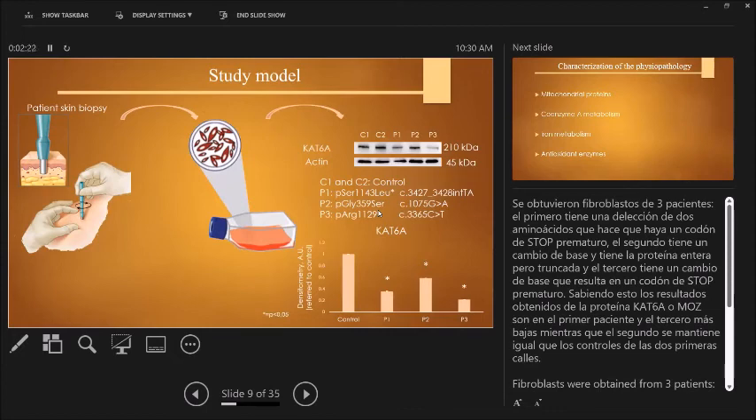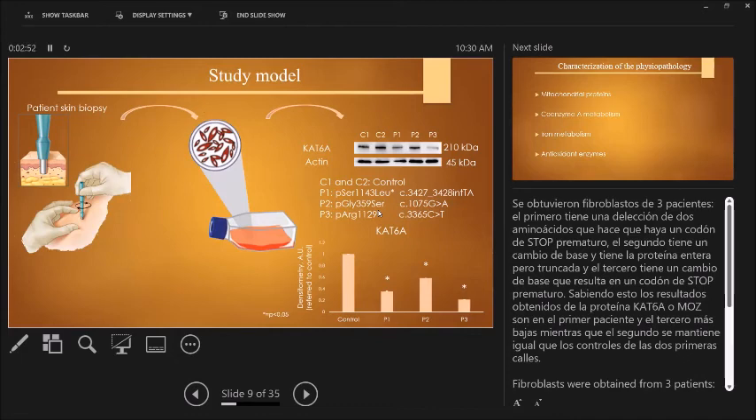We start this experimental strategy with three patients. The first one has an insertion of two amino acids that results in a premature stop codon. It means that the protein is smaller than the wild type. The second one has a base change that results in a whole protein, but not functional. And the third one has a base change that results in a premature stop codon.